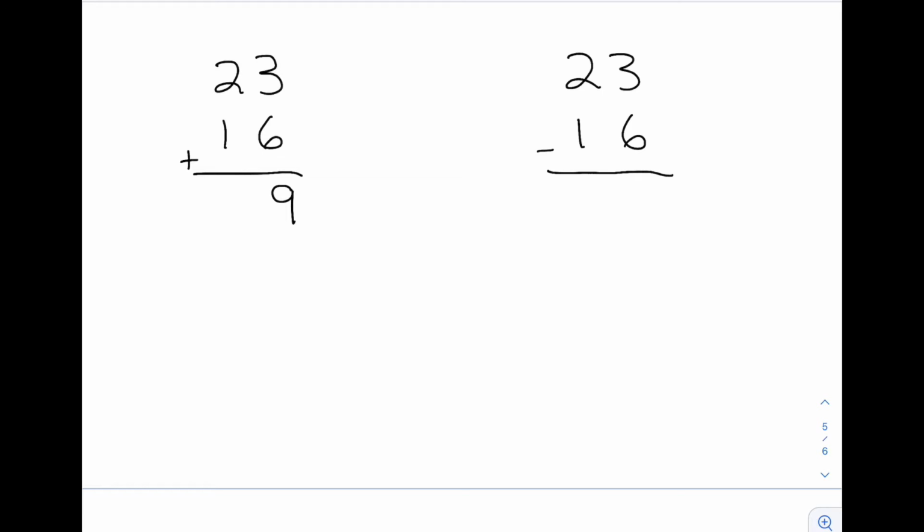The same with the 1 and 2. The order doesn't matter. Order does matter in subtraction. We can't switch the order and take 6 minus 3 to get 3 in the ones place. So knowing what we're allowed to do and why is important as we're addressing student mistakes.